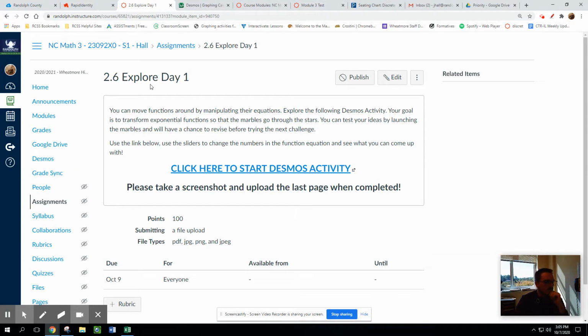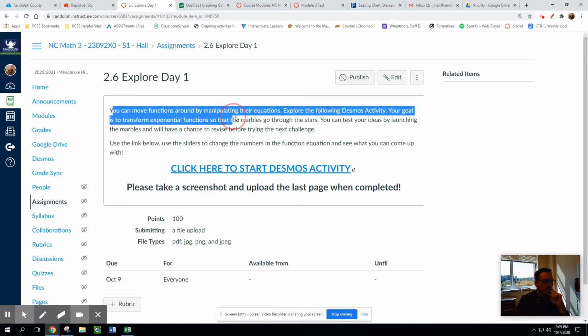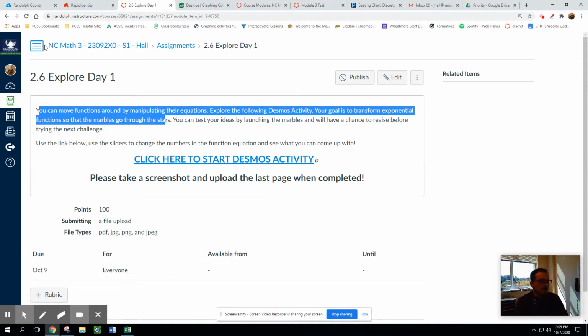Okay, for today on our Explore 2.6 Explore Day 1, what I want you to do, you can move the functions around by manipulating their equations. That's what we're learning about, moving functions around by manipulating their equations. I want you to explore the following Desmos activity. So another Desmos activity for you to do.